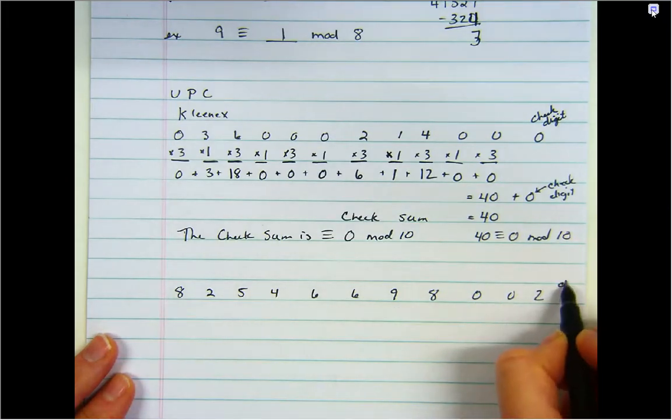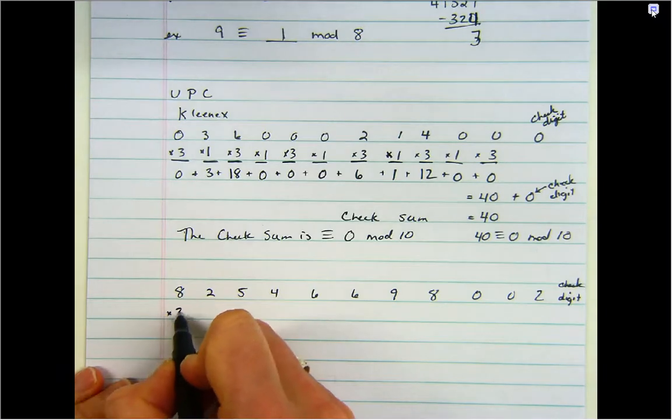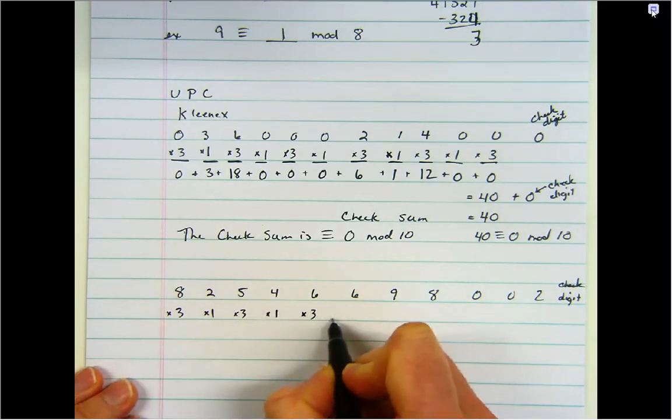Okay, and then there's a check digit here. And we're going to tell what the check digit is by our work here, because it's whatever number we need to add to get to the next multiple of 10, after we do the times 3, times 1, times 3, times 1 stuff. So times 3, times 1, times 3, times 1, and so on.